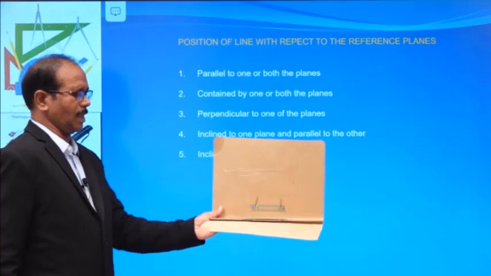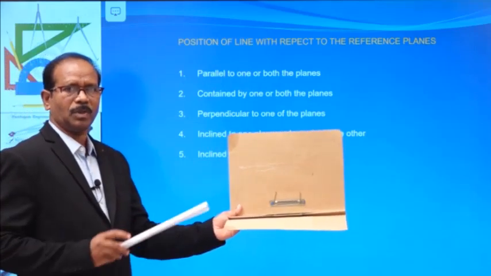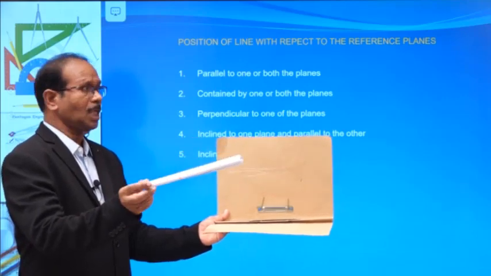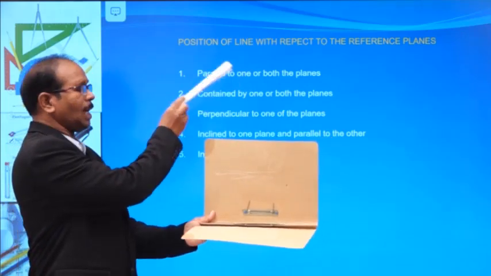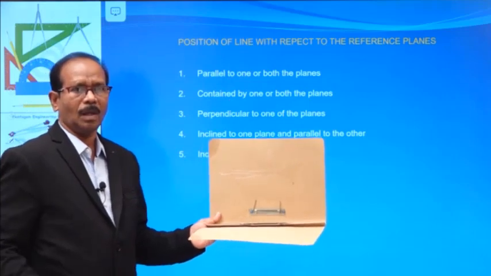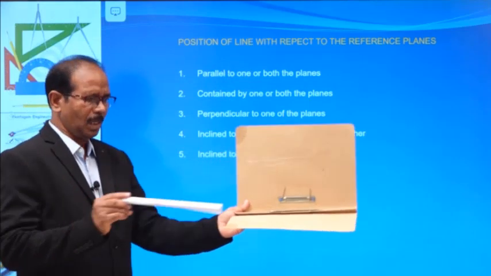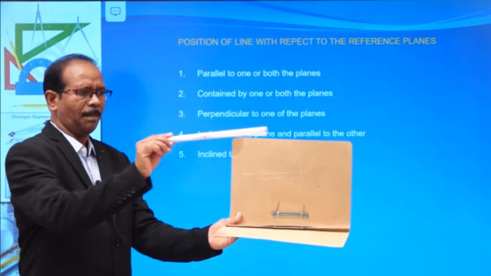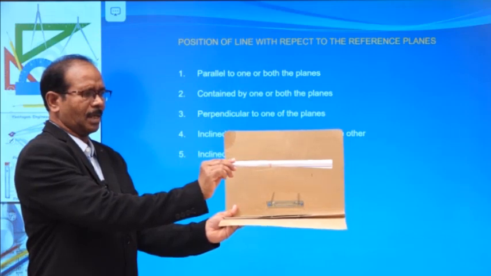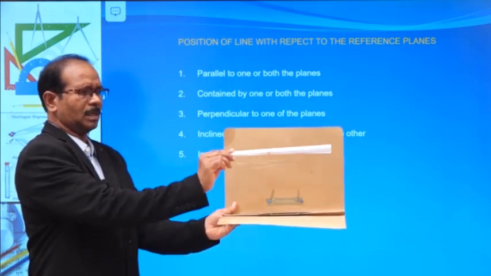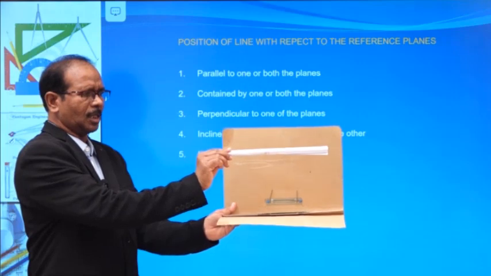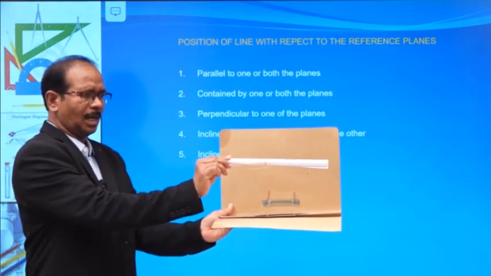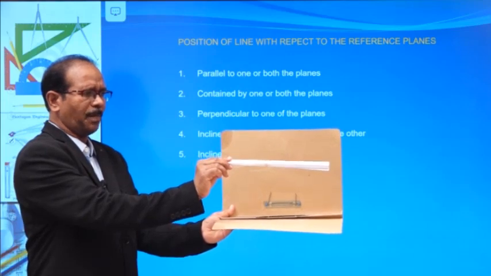Let us observe, this is the first quadrant. Select this as a line. As per the first position, line parallel to both HP and VP. Now this is the horizontal plane, this is the vertical plane, and this is the line. Now this is the position, maybe some 20 mm above HP, 30 mm in front of VP. Line parallel to both HP and VP.